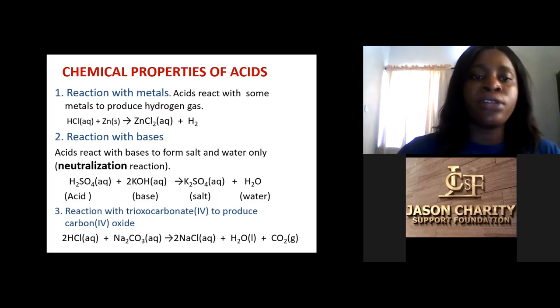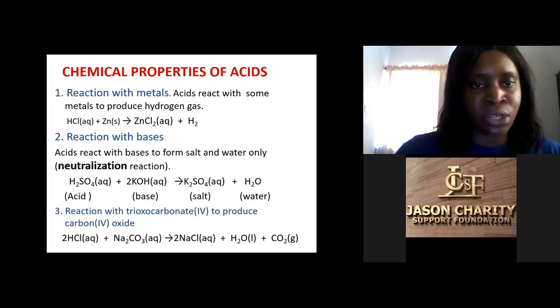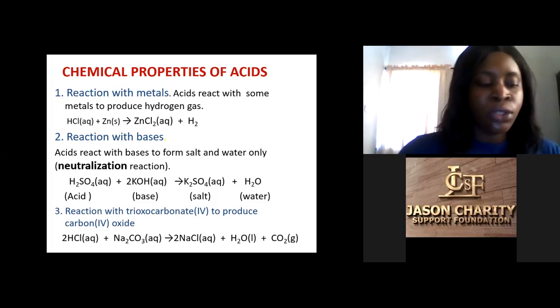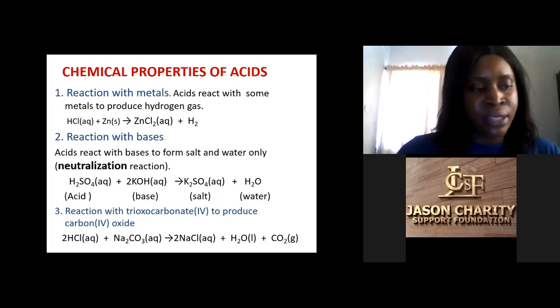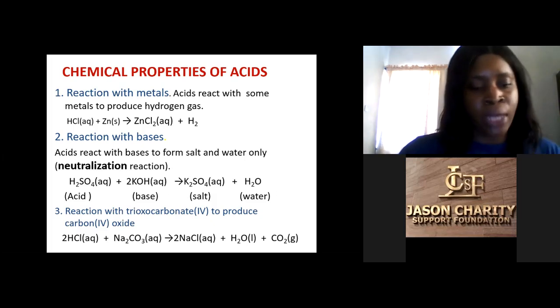Now another reaction is with bases. So an acid reacts with bases to form salt and water only. And that reaction is known as neutralization reaction. So the reaction between an acid and a base is known as neutralization reaction, and a salt is formed and water is also formed in the process.